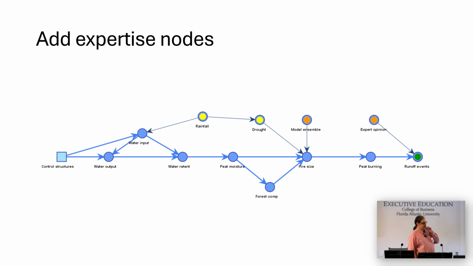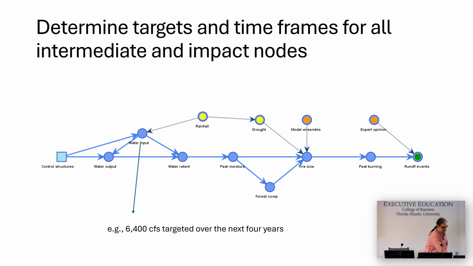And we could add in expertise nodes like we saw in the initial example to represent different types of modeling that go into determining our probability tables. We have one for novel ensemble for fire size and one for expert opinion and runoff events. And then for each node, we can just have 2 states. We want to target certain areas, and so we determine the targets as well as their time period of occurrence. For example, with water input, we could make a statement about cubic feet per second of water delivery targeted over a certain time period, X number of years.